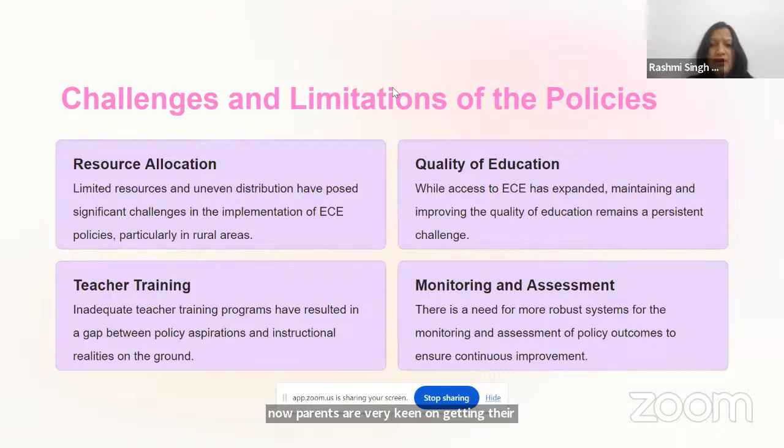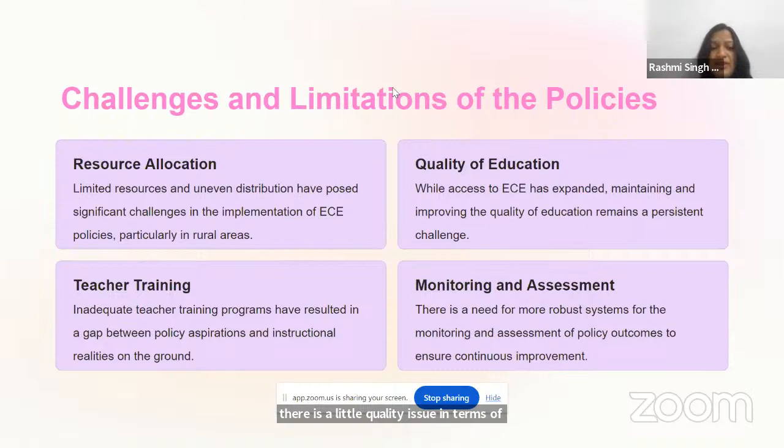The challenges we find in implementing these policies are like the resource allocation. So there are very limited resources from the government's end, which hinders this process of policy implementation. And the quality of education maintained, especially in some of the balwadis and anganwadis, also remains a little untouched, because a lot of anganwadi workers or the teachers or the caregivers are not trained on how to take care of the children, how to educate them. So a lot of them do not focus on the education aspect. So there is a little quality issue in terms of education.